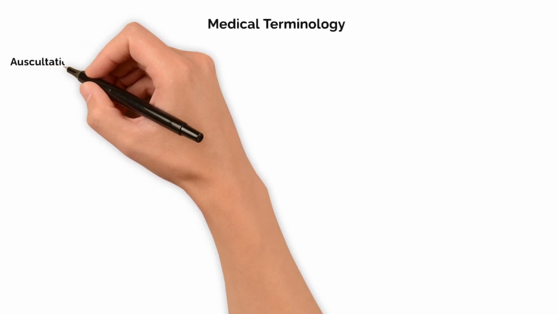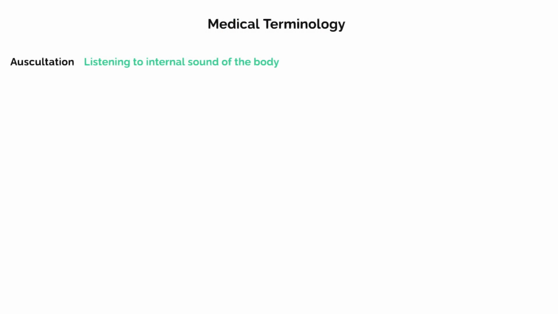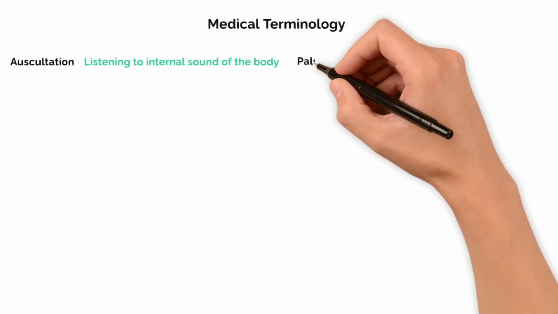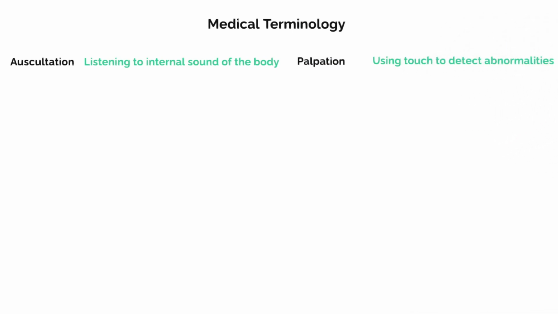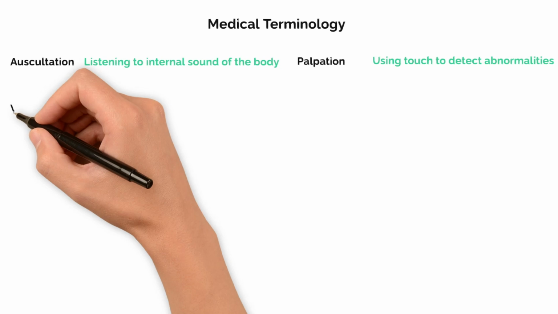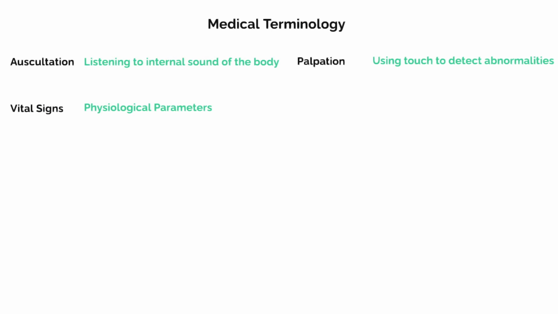Understanding medical terminology is vital for effective communication with the wider healthcare team, especially during handovers of care and for completing accurate patient records. Here are a few terms relating to patient assessments and findings. Auscultation is listening to internal sounds of the body, such as heart, lung, or bowel. Palpation, using touch to detect abnormalities, such as tenderness or swelling. Vital signs, the body's physiological parameters like pulse, blood pressure, respiration rate, and oxygen saturation.